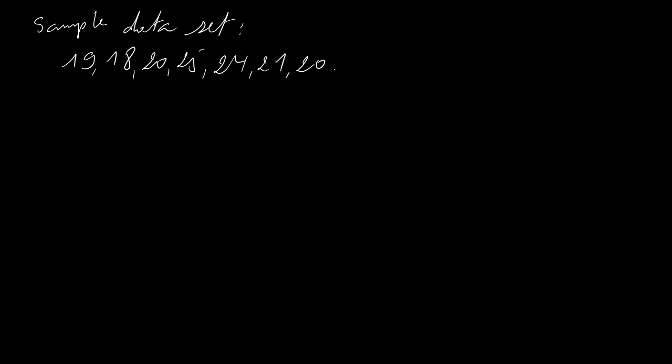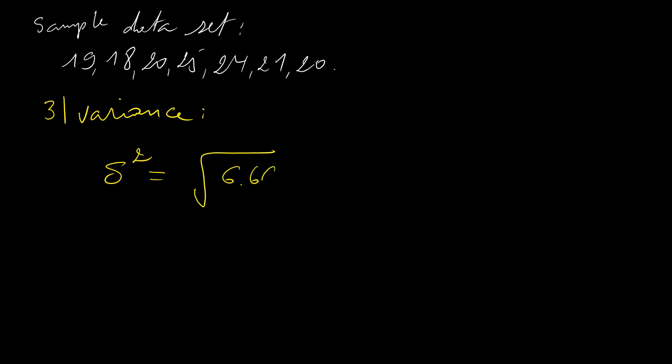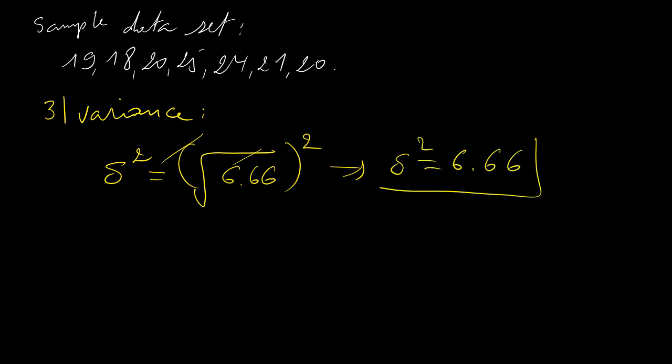So the third type of measure of variation is the variance. It is quite simple to calculate the variance. The variance is the standard deviation squared. So here the variance is the square root of 6.66 squared. So here our variance equals 6.66. This is our variance.